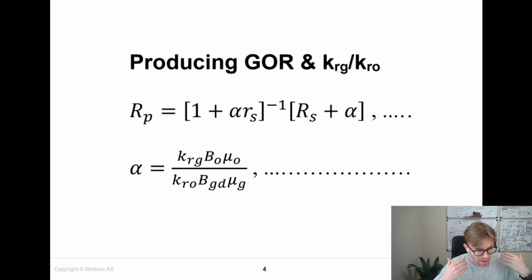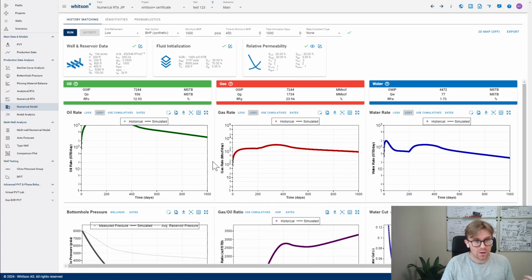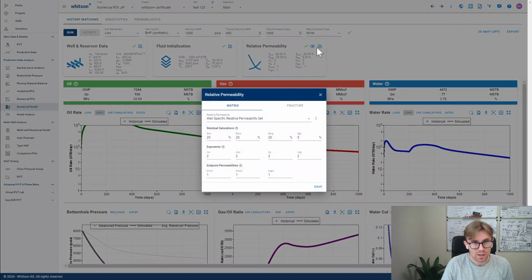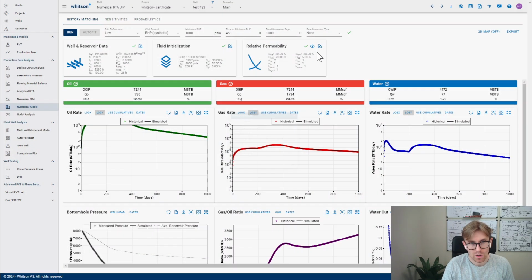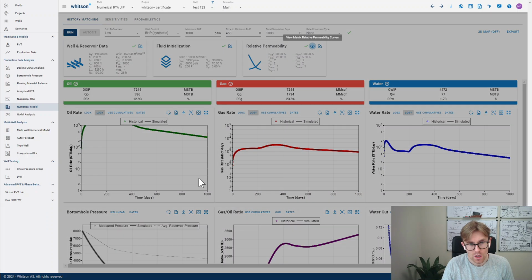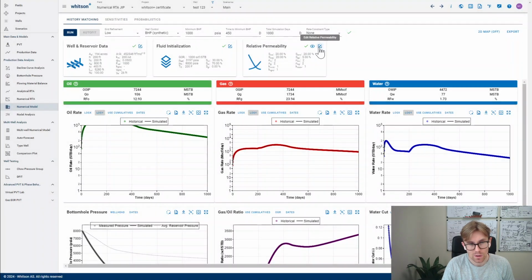And once you have defined a PVT for a well, you can say that changing rel perms, and especially the mobility ratios that you find in rel perm curves, is the second part of that equation. If you open up Whitson Plus, in the numerical model and numerical RTA, you would have to edit the relative permeability curves by clicking this button up here to the right. And you can also view how they look by clicking this button right here.